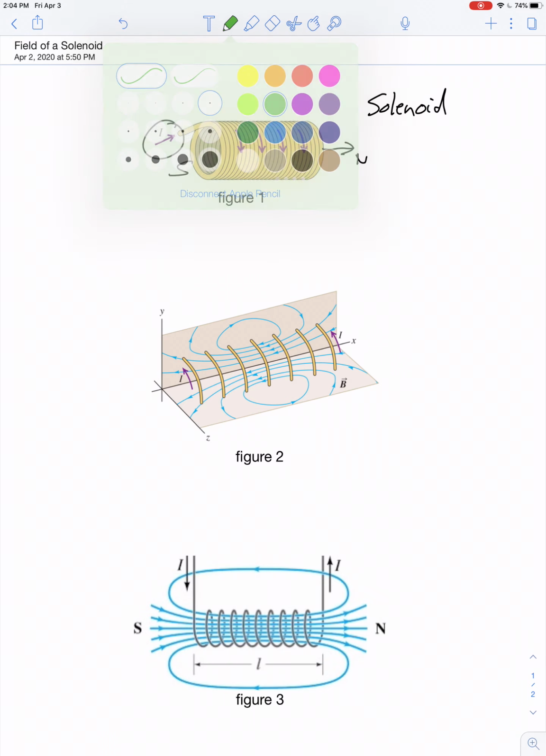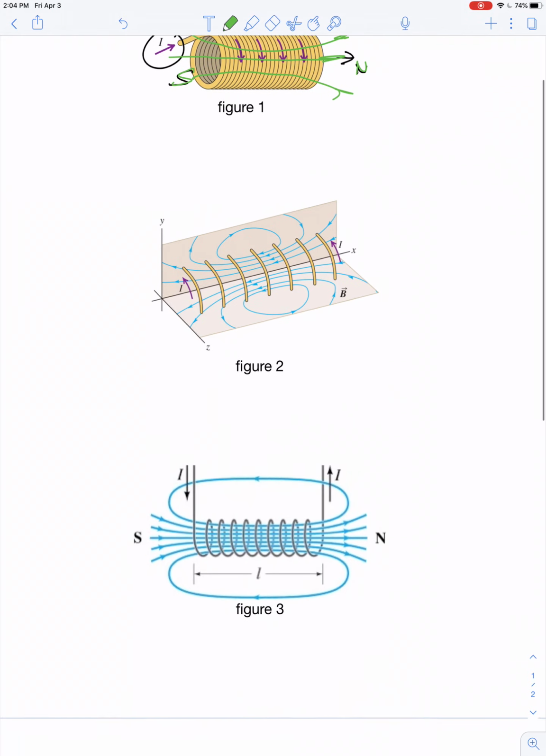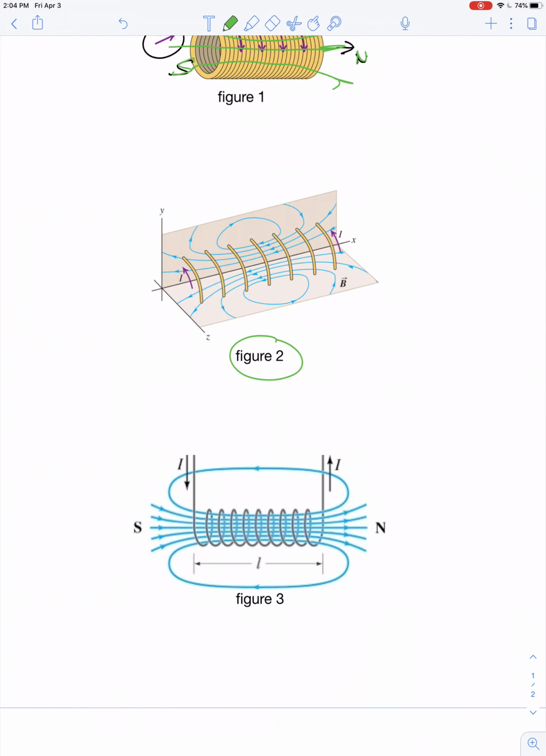In other words, the solenoid has magnetic field lines passing through it, and it behaves as a dipole magnetic field, and the north and the south end are determined based on the right-hand rule. Now, figure number 2 shows what happens if the coils are spaced farther and not as tightly packed as they are in figure number 1.